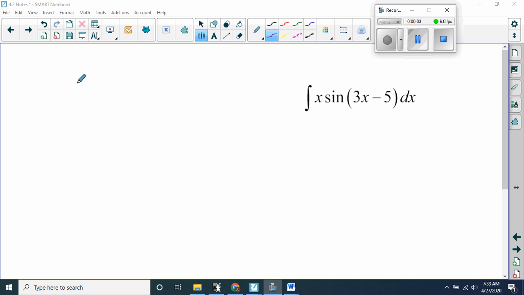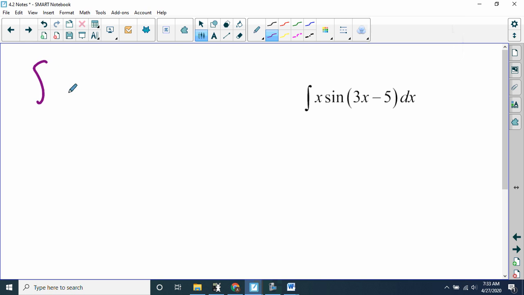Integration by parts. The rule for integration by parts says the integral of u dv is equal to uv minus the integral of v du.